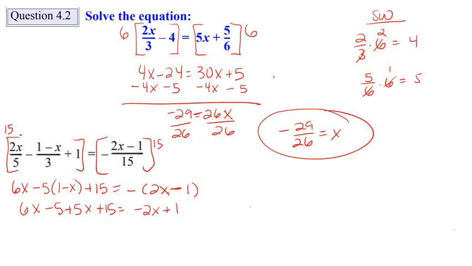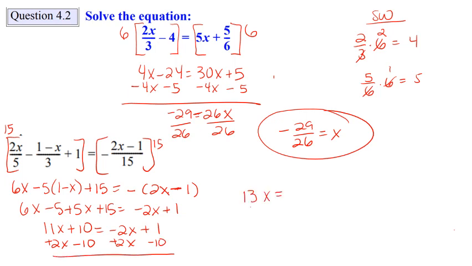I'm going to combine like terms. I'm going to bring over the 2x, bring over the 10. Running out of room, 13x is going to be negative 9. Divide both sides by 13, and x will be negative 9 over 13.